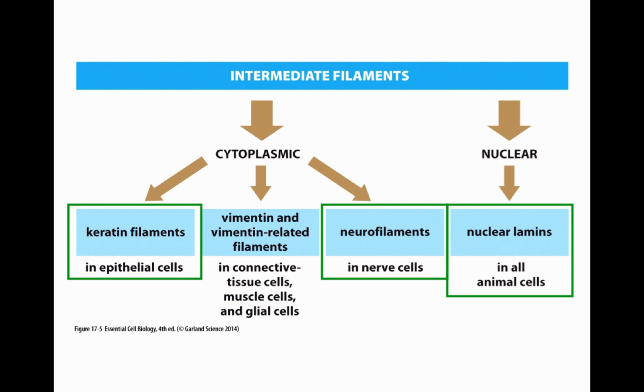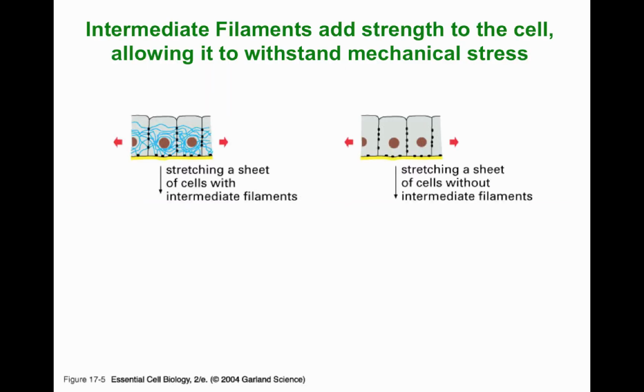So there's going to be very different types of keratin, and each of those keratins are usually expressed in a particular epithelial cell tissue. We're going to look at connective tissue, muscles, and glial cells, and on there you're going to have vimentin and vimentin-related filaments. Last but not least, in nerve cells you have neurofilaments, and all of them are required to provide the cell with structure to sustain stress.